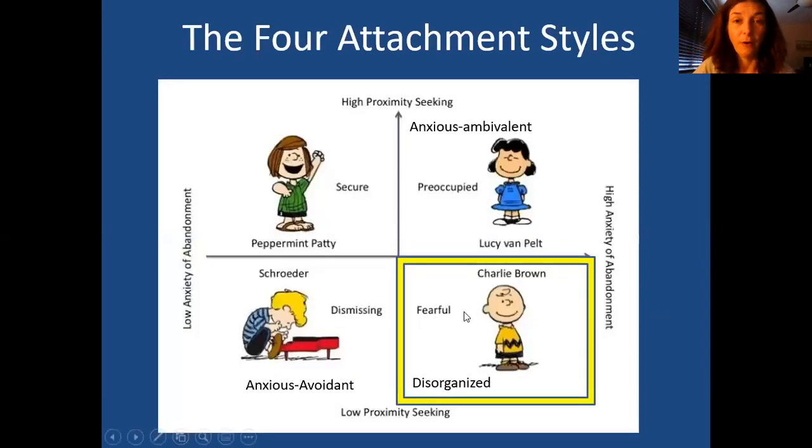So this is the attachment style on the bottom left, which is noted to be Charlie Brown. I'm not sure if Charlie Brown exactly has disorganized attachment, but for the sake of argument with this diagram, we'll just run with it. He's in the quadrant where there's high anxiety of abandonment but low proximity seeking. It sounds counterintuitive, like how do those two go together? But there are a lot of contradictions in disorganized attachment, which is what makes it disorganized. So we'll talk about why this is the case.